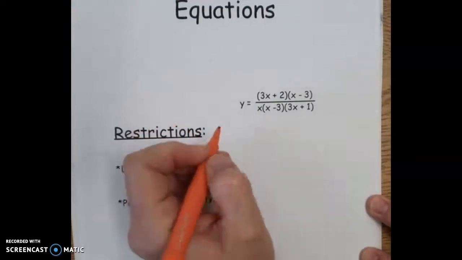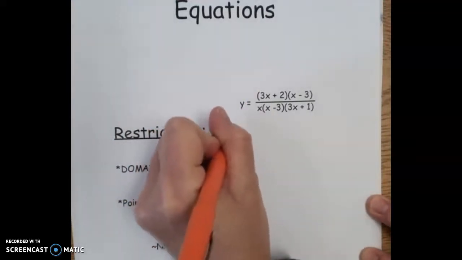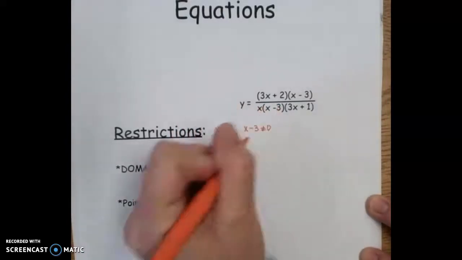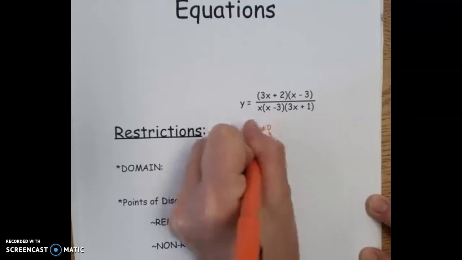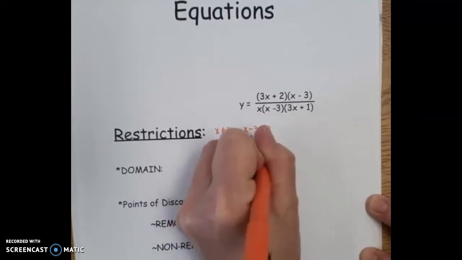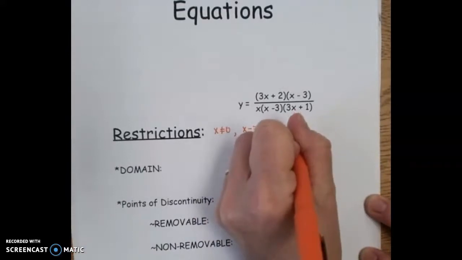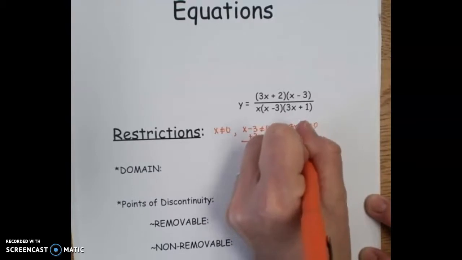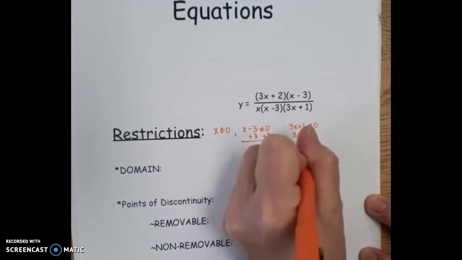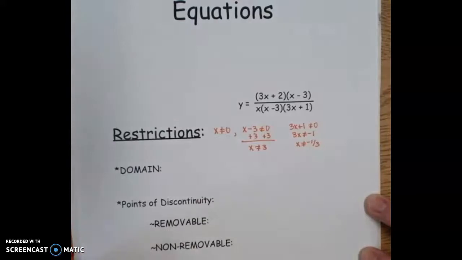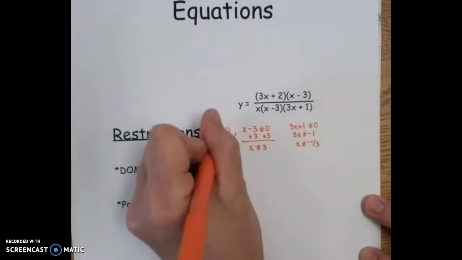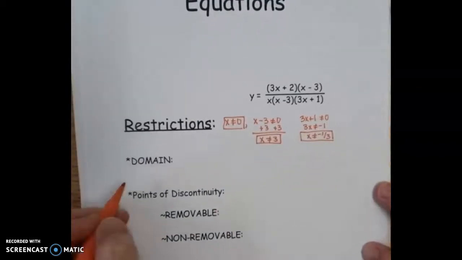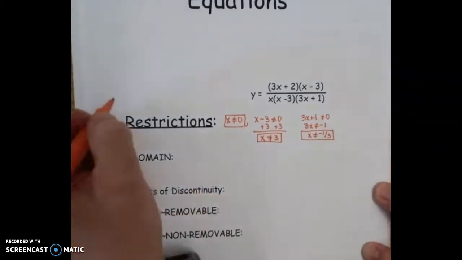So our restrictions would be that x could not equal 0. X minus 3 could not equal 0. So when we add that 3, x could not equal 3. And then 3x plus 1 could not equal 0. So we would subtract 1 and we would divide by 3. So x could not be negative 1/3. So we have three restrictions. And then we'll write our domain based off of those.